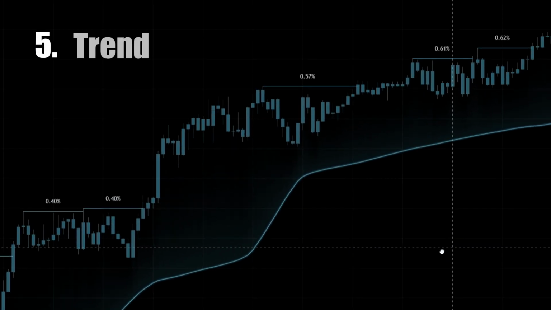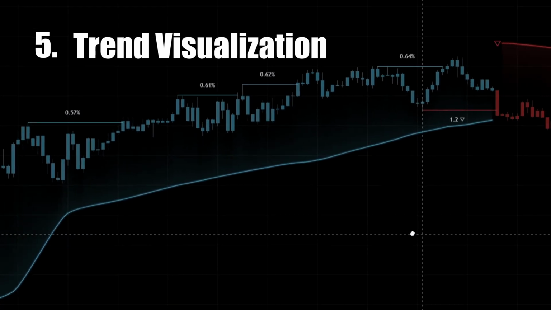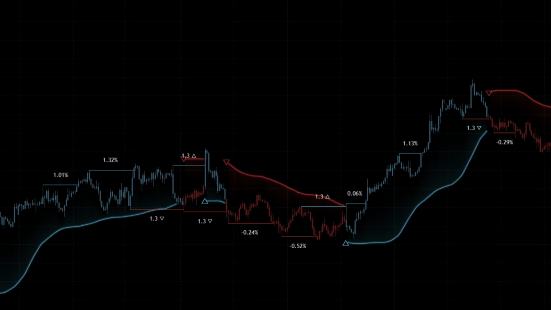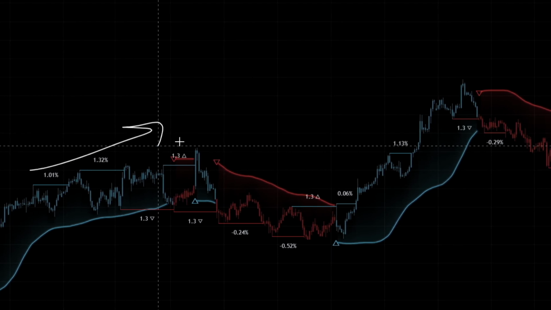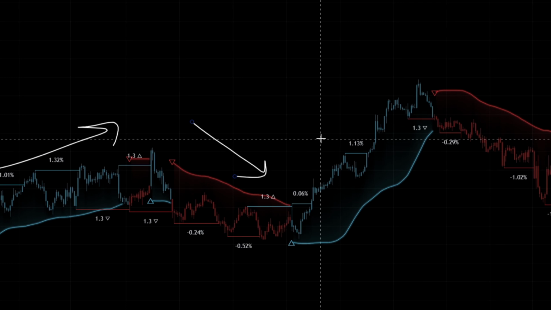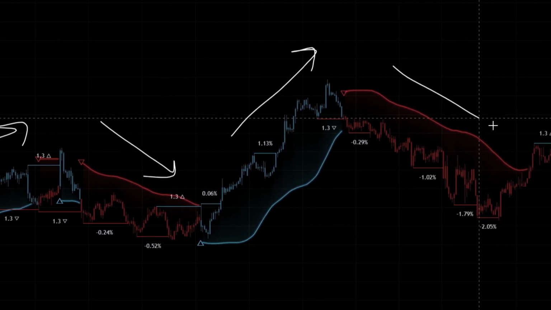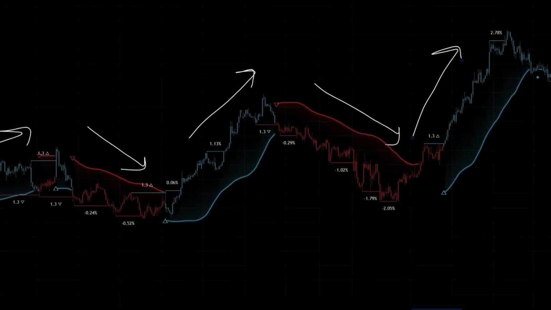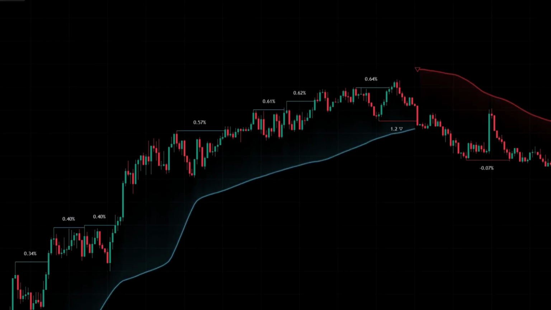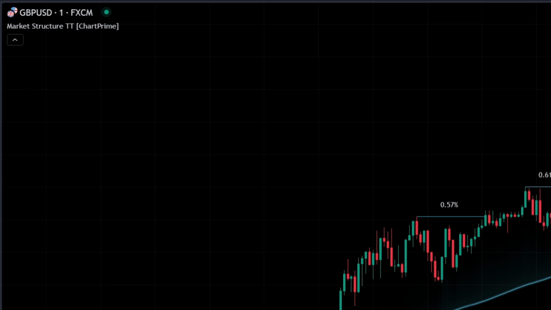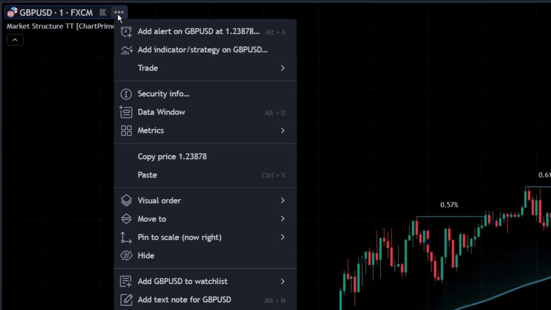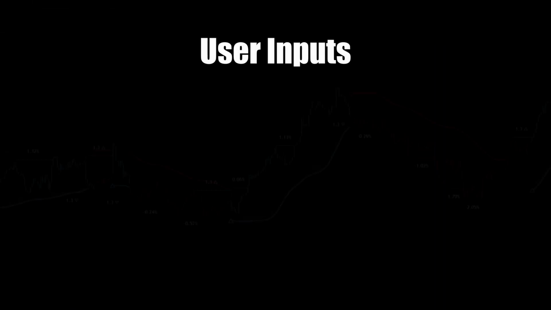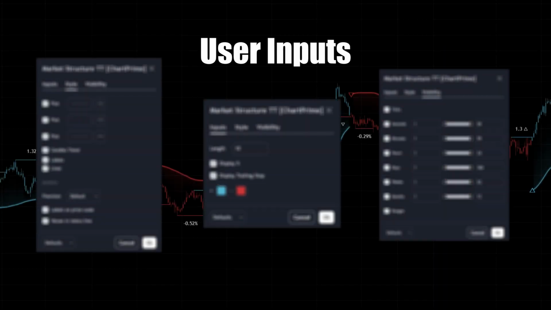5. Trend visualization with colored zones. The chart background is shaded to visually represent trend direction, with color changes corresponding to uptrends and downtrends. This makes it easier to see overall market conditions at a glance, as you can see here. Note, if you want the trend-based coloring to appear, you will have to go up here and hide the original chart candles. Now, let's move on to the user inputs, how you can configure this indicator to fit your market and time frame best.